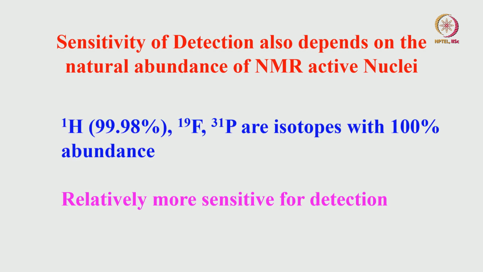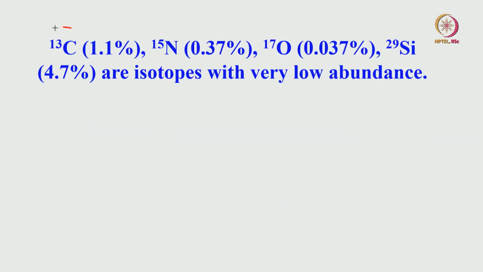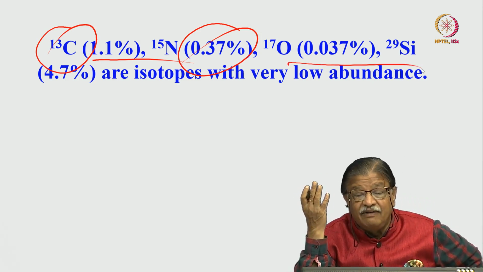Natural abundance of the NMR active nuclei. For example, hydrogen has 3 isotopes, proton, deuterium and tritium, but incidentally proton is 99.98% abundant. Fluorine and phosphorus have 100% abundance, one isotope. And these are the 3 nuclei which are relatively more sensitive for detection. It is easy to detect these nuclei compared to other nuclei. I will tell you why. If you look at carbon 13, its abundance is 1.1%. Nitrogen is 0.37. Remember, oxygen is even smaller, 0.037. Imagine, very low abundance.